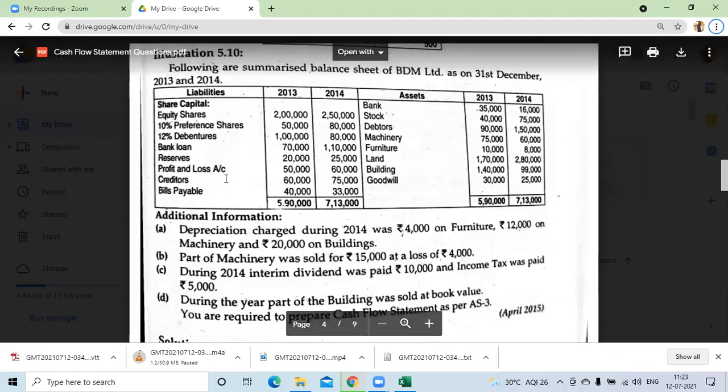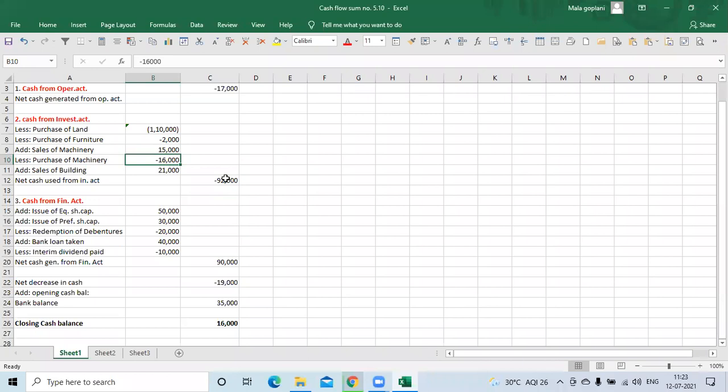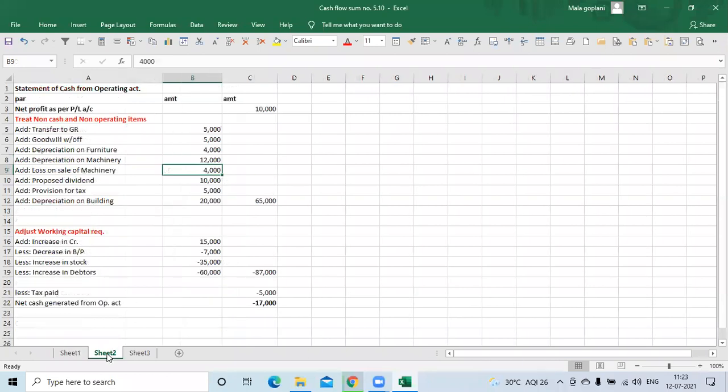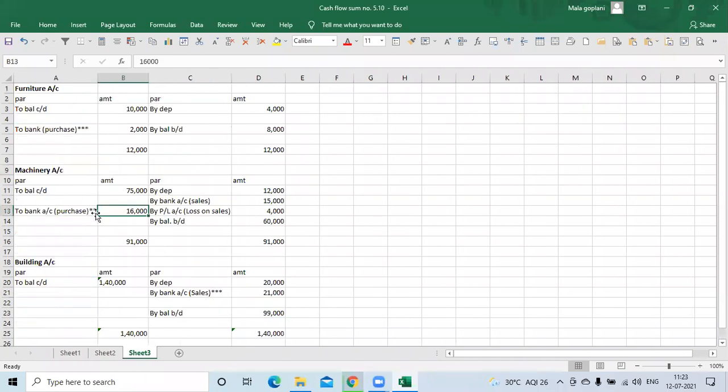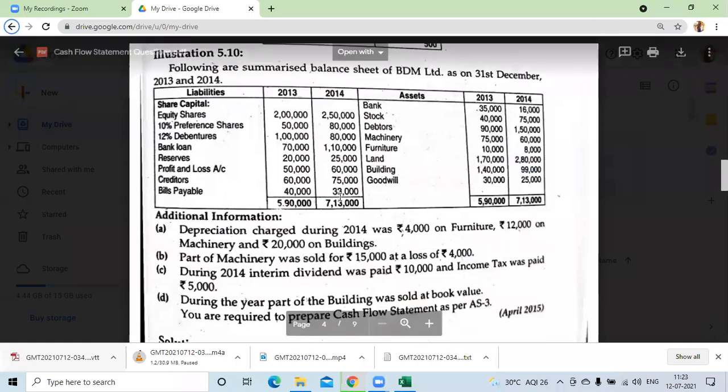Now we are done with the machinery adjustment. All the effects are shown except opening and closing balance. Yes, ma'am. Now let us come to building. Only two adjustments are there, first and fourth.